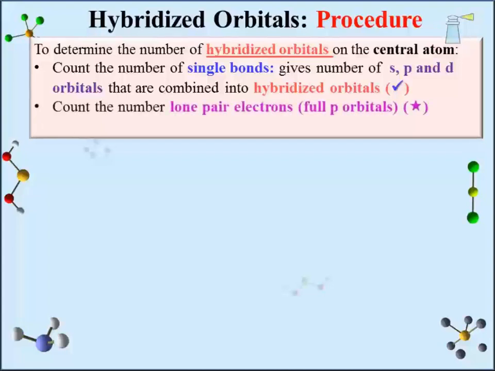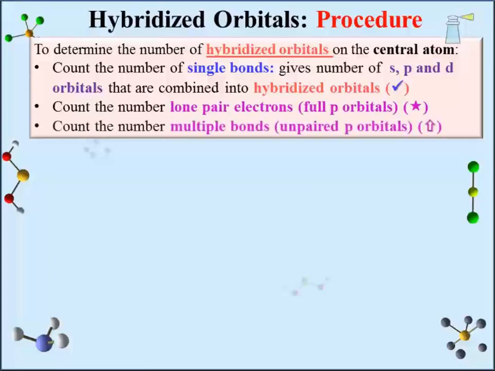Count the number of lone pair electrons on the central atom. This gives the number of p orbitals that will have paired electrons. These orbitals will not be part of hybridization. And finally, count the number of multiple bonds that the central atom makes. This gives the number of p orbitals that have a single unpaired electron and will contribute to a multiple bond. These 2 do not participate in hybridization. A few examples, 4 to be exact, will help solidify the process.